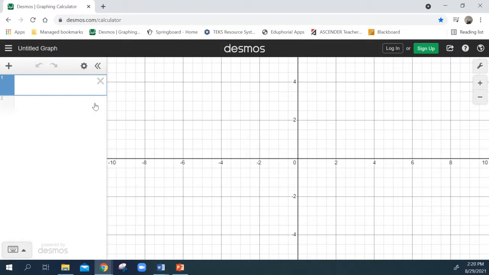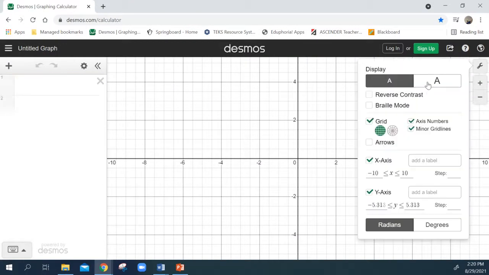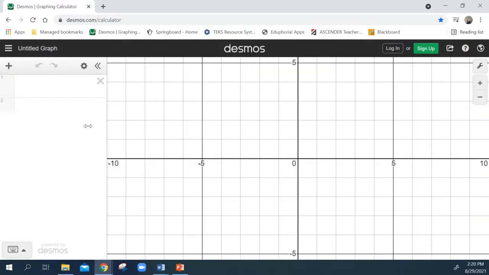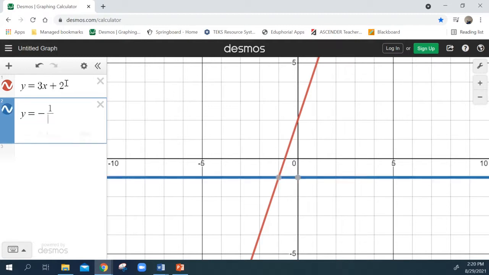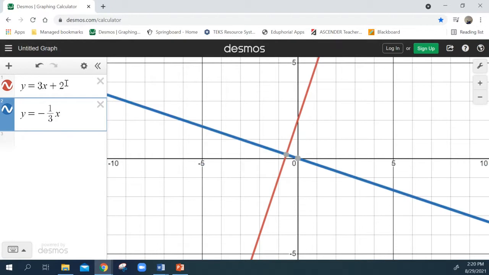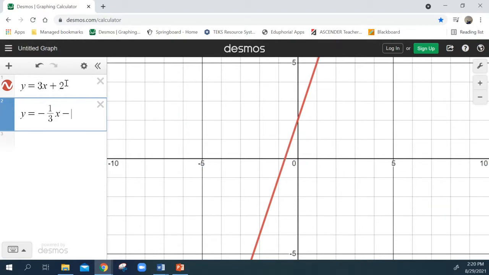So the two equations will be perpendicular if the slopes are opposite signs and reciprocal, right? So let's do something like y equals 3x plus 2, and y equals, well, opposite signs, so negative. And then what is the reciprocal of 3? Well, 3 as a fraction is 3 over 1, so if we flip that over, that's just 1 over 3. And of course, we put the x here, and the intercept doesn't matter.